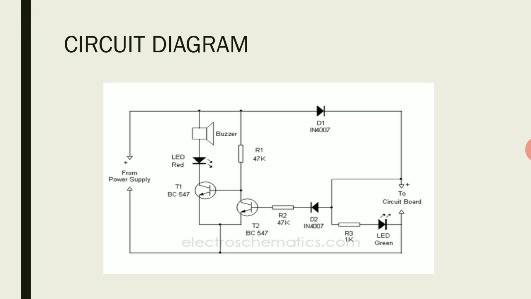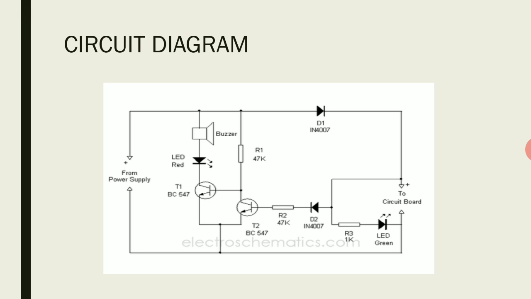Now let's see the working of a short circuit indicator. The circuit uses two NPN transistors to sense the short circuit. If the assembled board is normal, the current flows from the power supply through the diode D1. Diode D1 is also called the polarity protecting diode. At the same time, T2 forward biases and its collector goes to ground potential. This makes T1 off due to the absence of bias. Buzzer and red LED connected to T1 remain off.